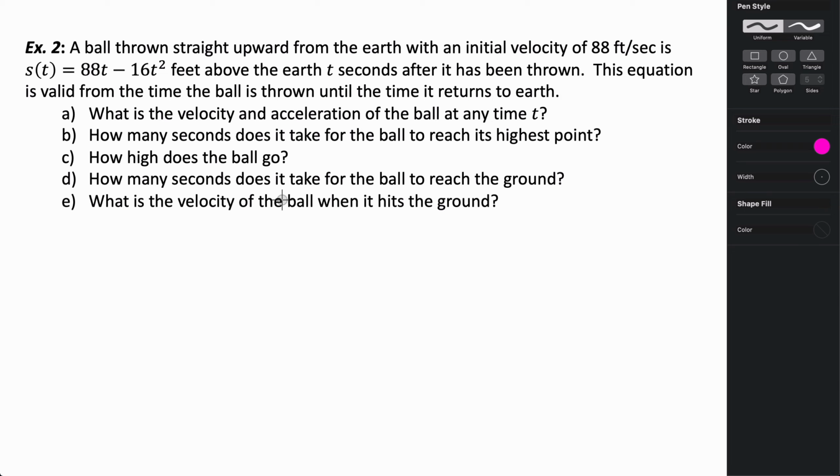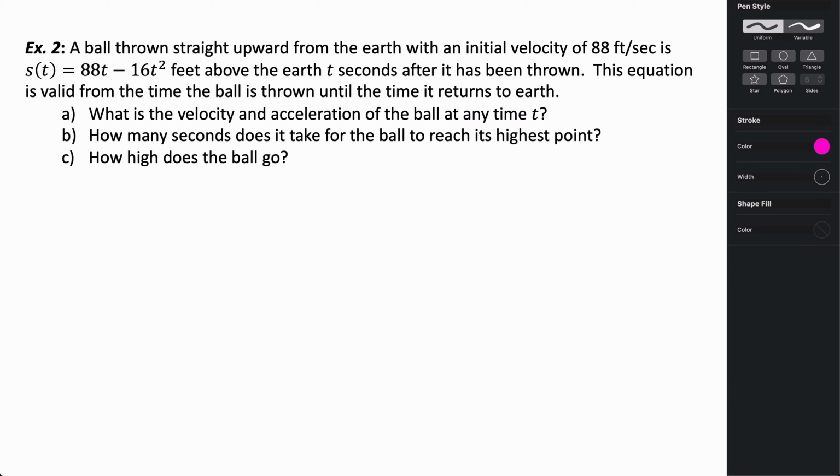So there are 5 things that we're looking for. We want to know the velocity and acceleration. How long does it take for it to reach its highest point? That's like a maximum. What is the highest point? That's the value of the maximum. When does it reach the ground? And then the velocity at the ground. I'm going to focus on these 3 first.